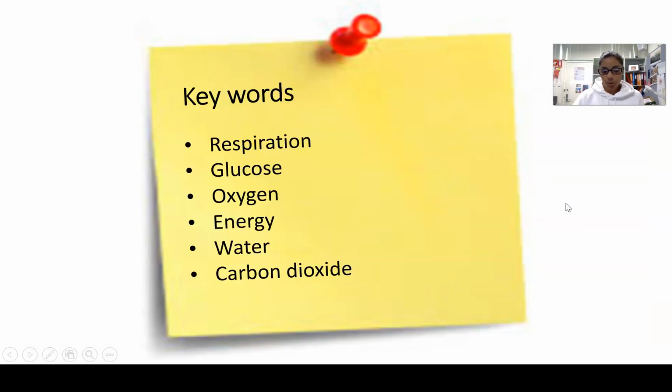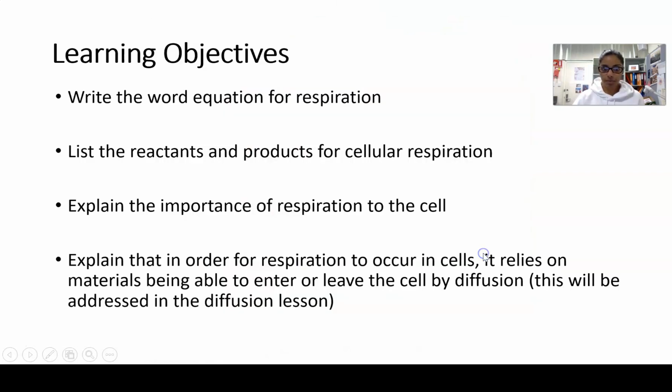If we look at our key words for this lesson, these are ones that you should all know and associate with this word respiration. So we're looking at glucose, which is a very simple sugar, oxygen, energy, water, and carbon dioxide.